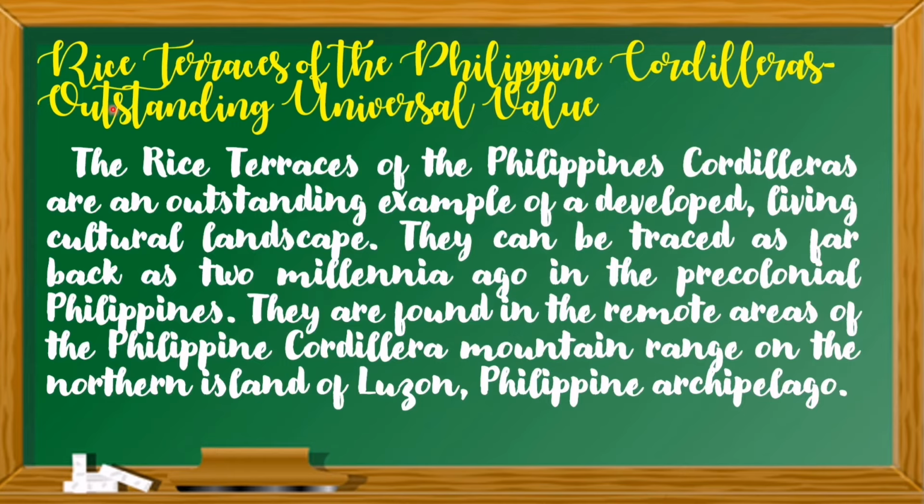This is the text. The title is Rice Terraces of the Philippine Cordilleras, Outstanding Universal Value. The rice terraces of the Philippine Cordilleras are an outstanding example of a developed, living cultural landscape. They can be traced as far back as 2 millennia ago in the pre-colonial Philippines. They are found in the remote areas of the Philippine Cordillera mountain range on the northern island of Luzon, Philippine archipelago.